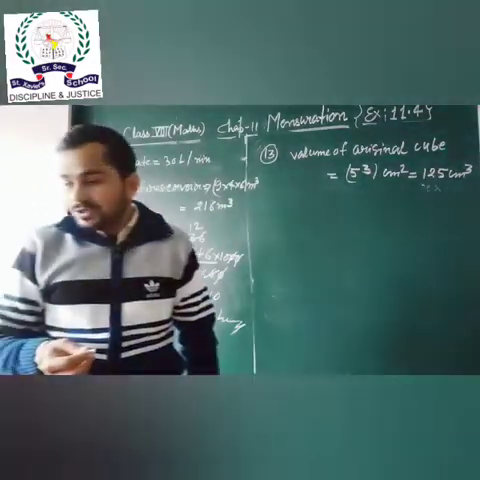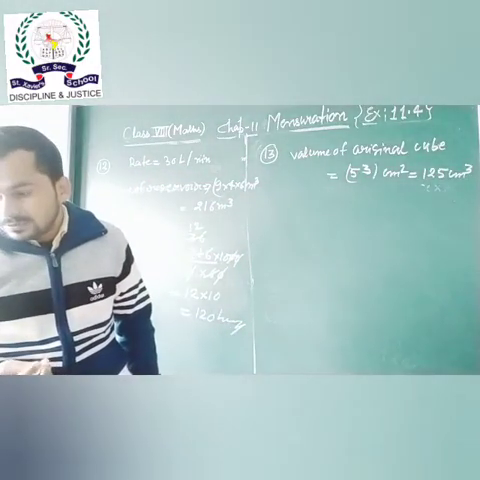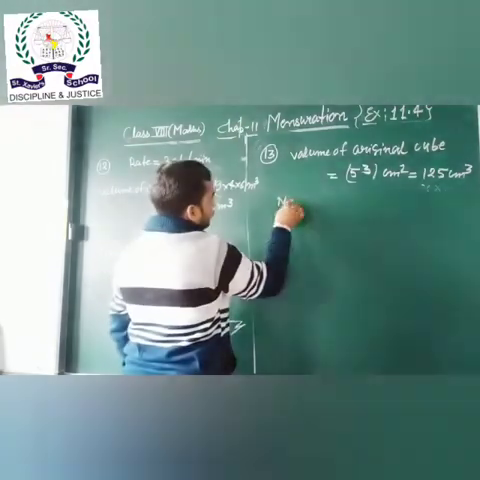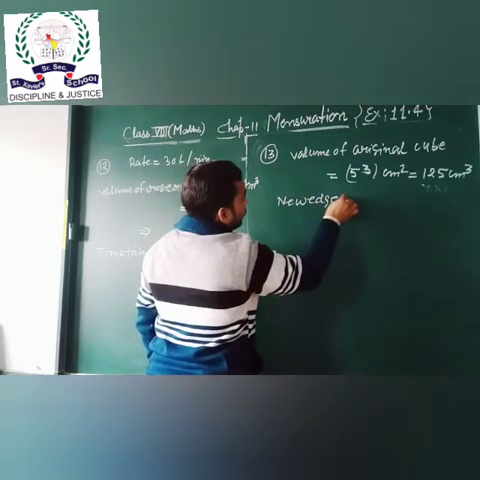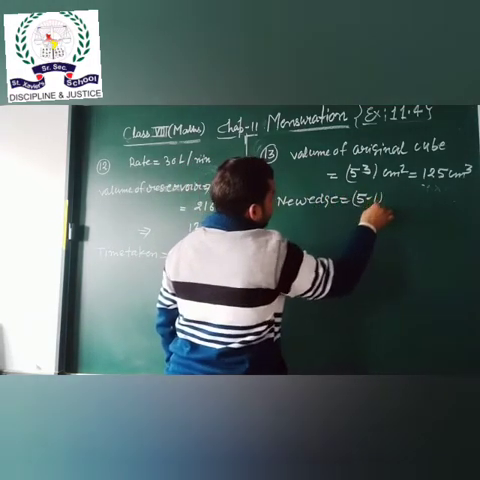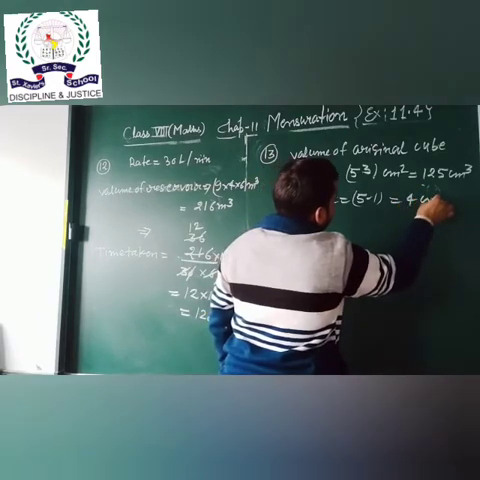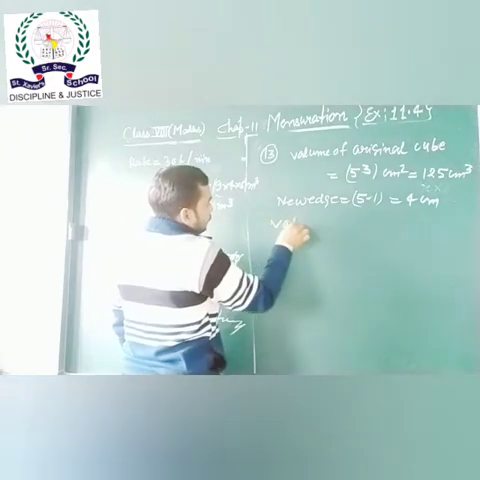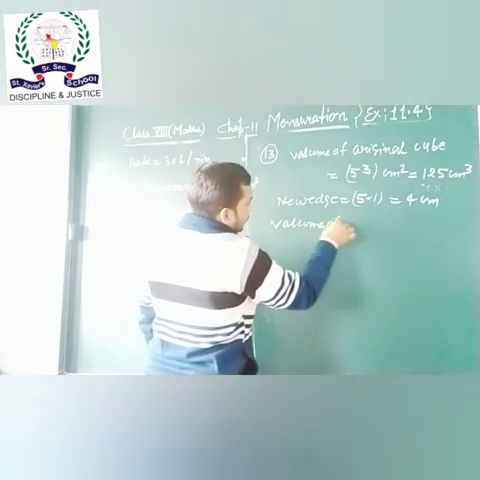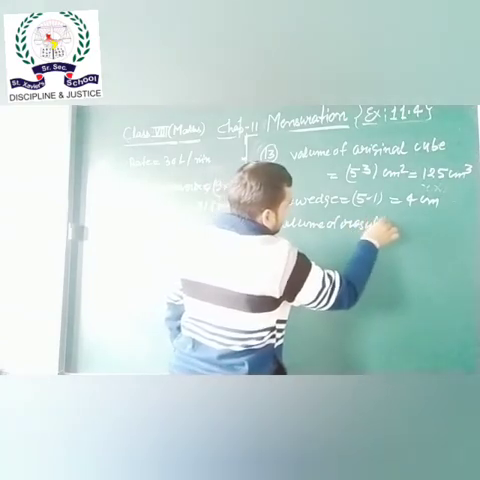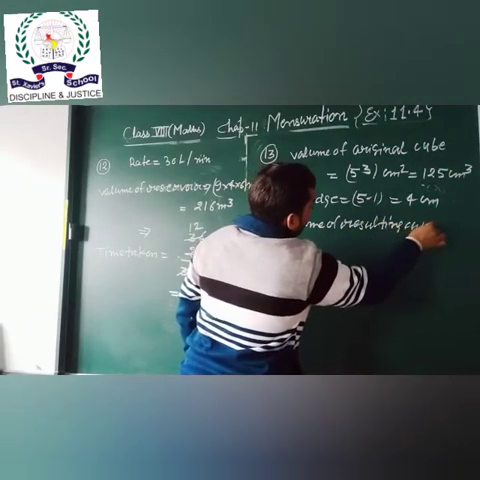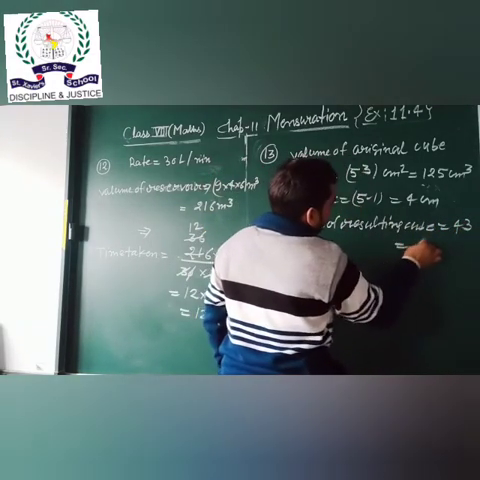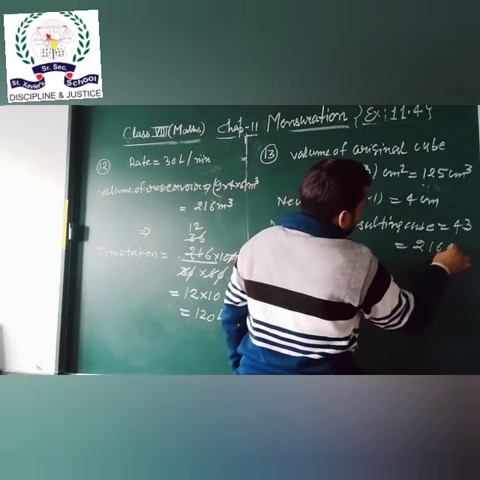Then when 1 cubic centimeter is sliced, the edge reduces by 1 centimeter, then it becomes the new edge, 5 minus 1 equals 4 centimeter. Then the value of the resulting cube: its edge is 4 centimeters, so cube of 4 equals 64 centimeter cube.